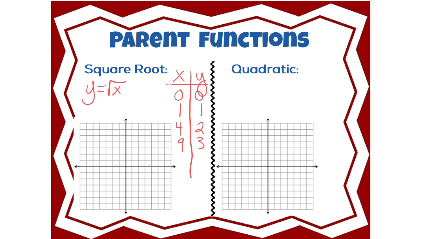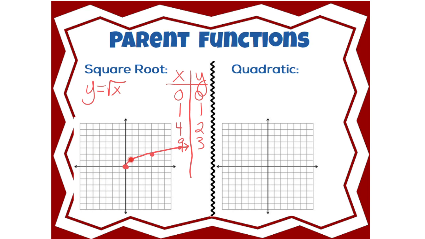All right, let's plot these points. 0, 0, 1, 1, 4, 2, and then 9 is a little bit off my graph and up 3, somewhere like right there. All right, so here's what we have for a square root graph. Now that's your parent graph. It's going to start here at the origin. It's only going to go off to the right here. Notice there is nothing over here on this side because x can't be negative. Otherwise, I've got imaginary values. So that's why there's nothing on this side.